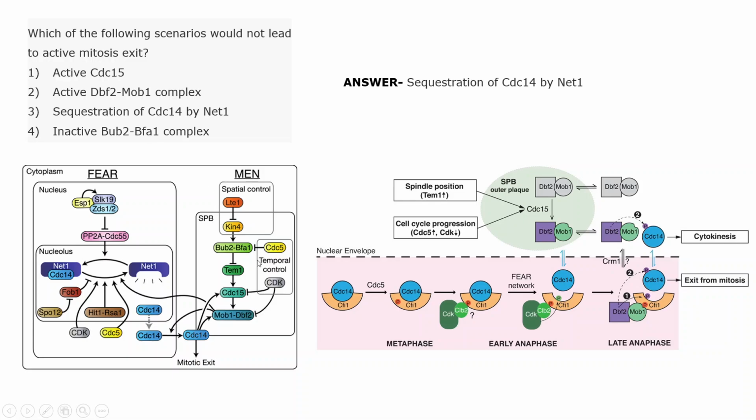You can see that it needs to be inactivated there, right? If it is active, TEM1, which is a GTP binding protein, is inactivated. If it is inactive, it cannot activate CDC15. So it needs to be inactive. This particular step is also right. So yeah, I think this is actually a complex network.